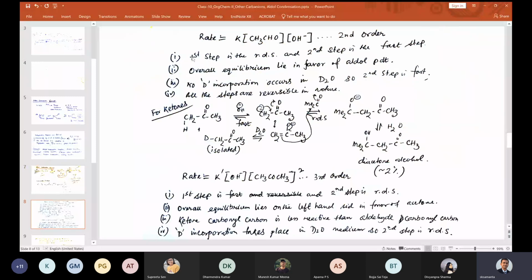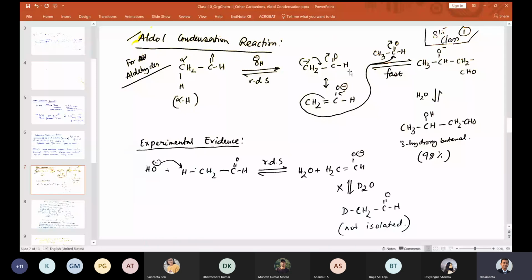As I said already, the first step is RDS, the rate determining step, and the second step is the fast step. Here, the overall equilibrium lies in favor of the aldol product, because as I said, this is the slow step, but the moment this forms, it immediately leads to the product formation. So the overall equilibrium lies towards the right hand side, that is towards the product formation.